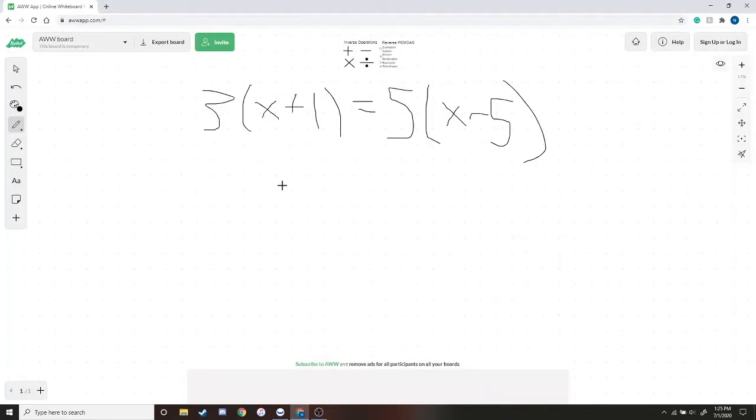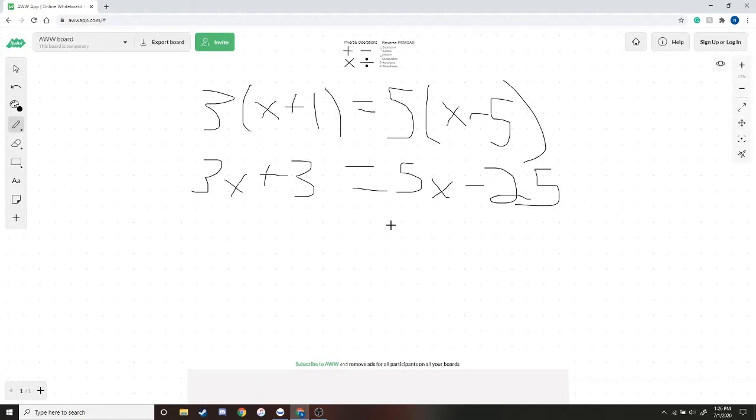Our next example is 3 times x plus 1 is equal to 5 times x minus 5. So this may seem intimidating at first, but it's not that hard. What you want to do first is just distribute the numbers on both sides. So let's do the left side first. 3 times x is 3x, and 3 times positive 1 is just positive 3. On the other side, we have 5 times x, which is just 5x, and 5 times minus 5, which is minus 25.